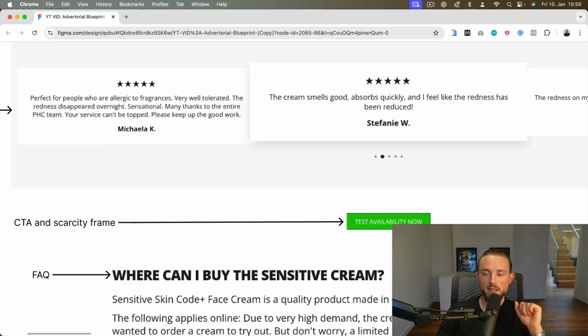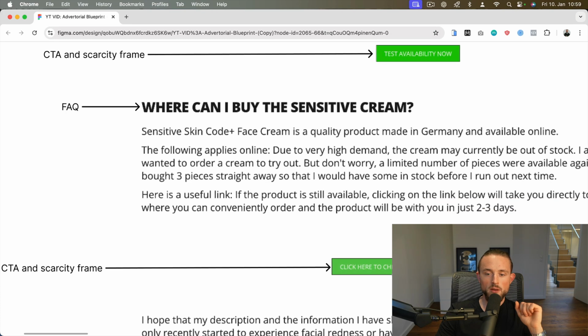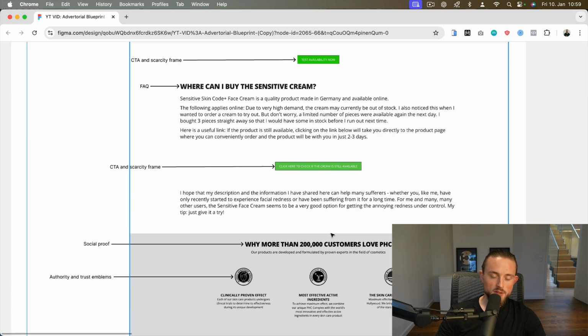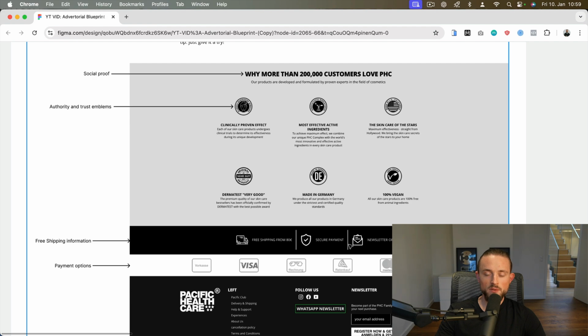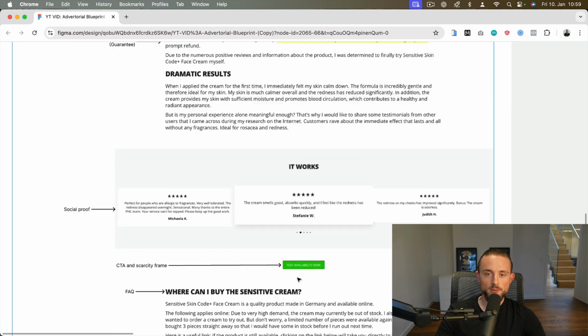So test availability now. Then below that we have an FAQ section, and then we have again a call to action with scarcity frame, right? And then just down below at the bottom of the page we have social proof, we have authority and trust elements, we talk about the shipping information, payment options, and this is basically the end of the advertorial.